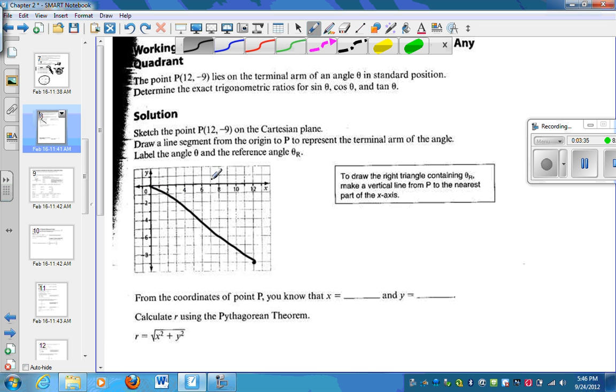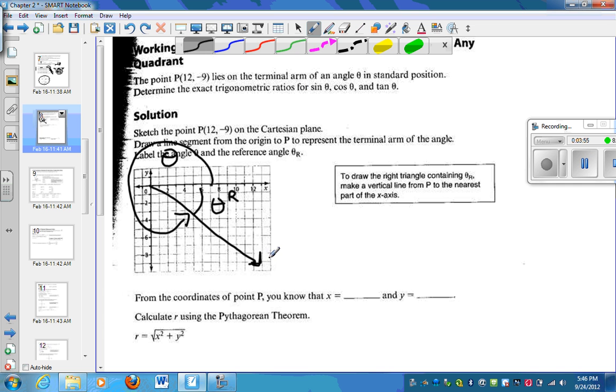Okay, so remember in standard position, your initial arm is here. This is the angle theta. We learned that the reference angle must be here. Remember, the reference angle is from the terminal arm, where it ends, to your closest x-axis. Okay, so determine the exact trig ratios.